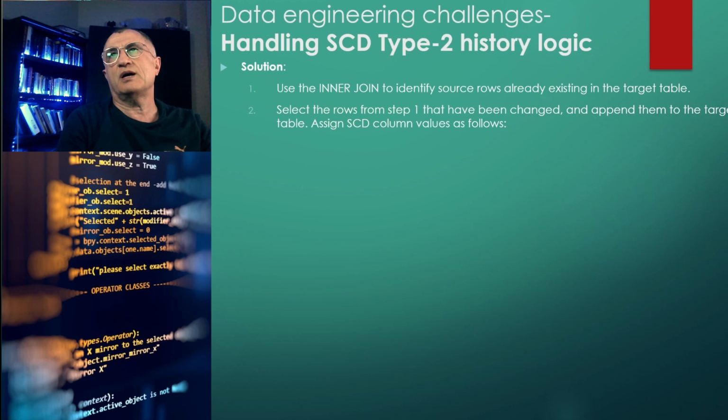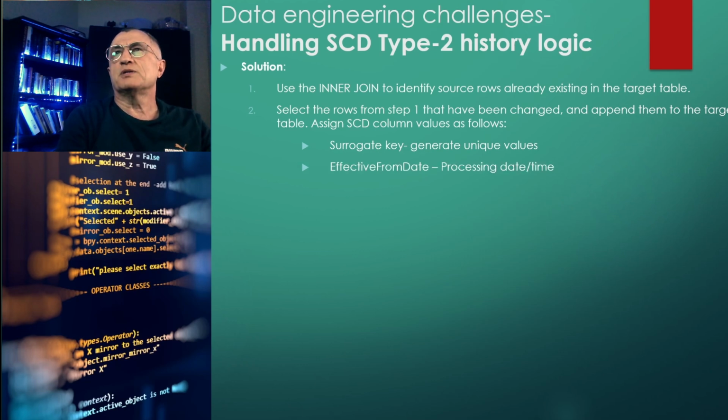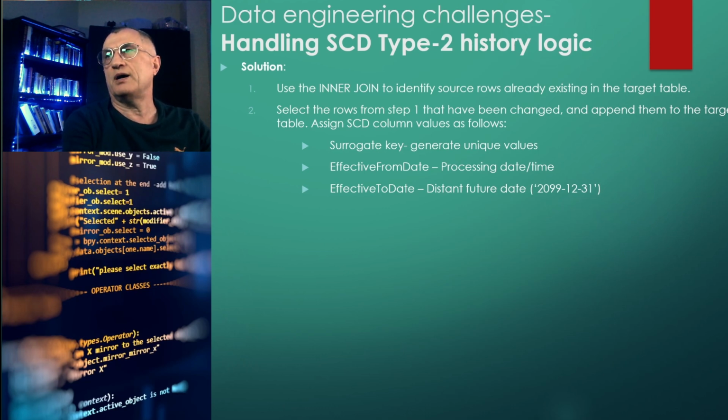How do we assign SCD metadata columns? So for the surrogate key, we can generate unique values as I explained earlier. Then for the effective from date column, we can use built-in T-SQL functions to calculate the processing date time. And then we will set the effective to date column to some distant future date. So I have provided a sample value here. Finally, we will mark all these rows as active.